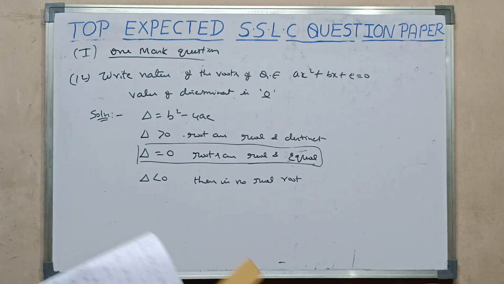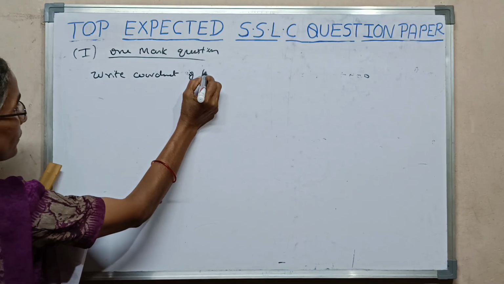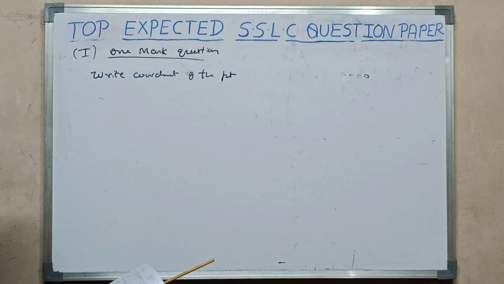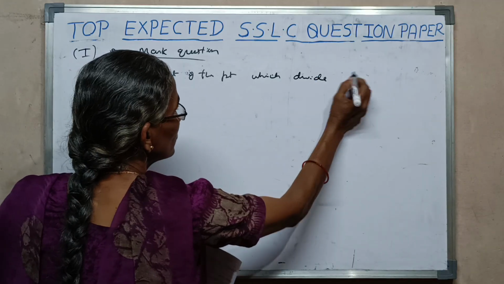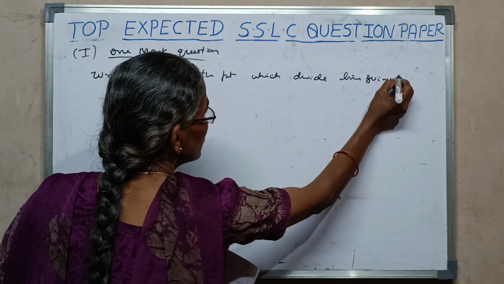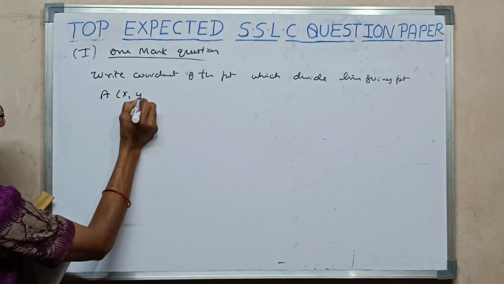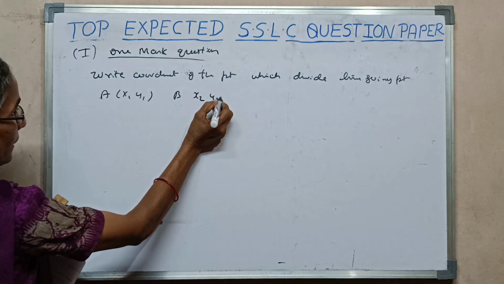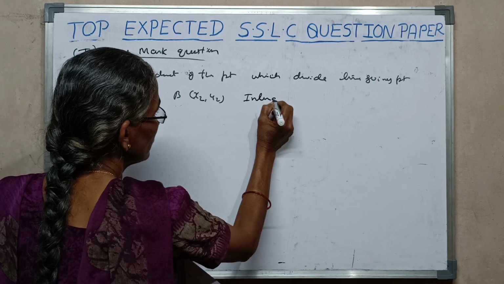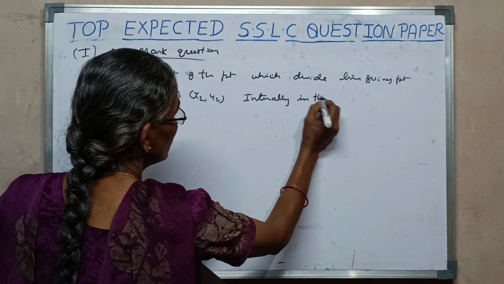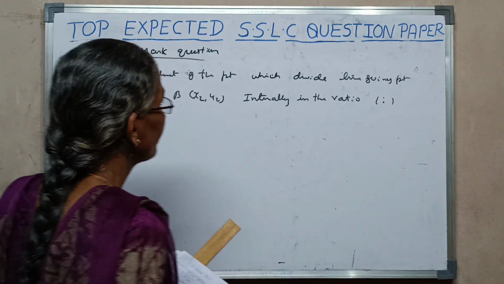Write the coordinates of the point. Next question. Write the coordinates of the point which divides the line joining points A (x1, y1), B (x2, y2) internally in the ratio 1:1.